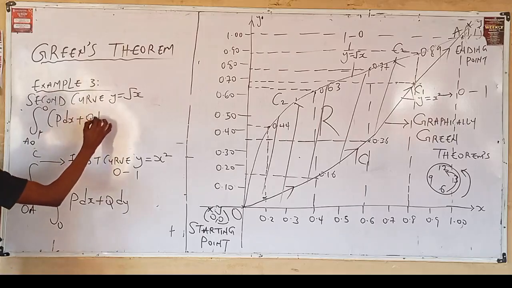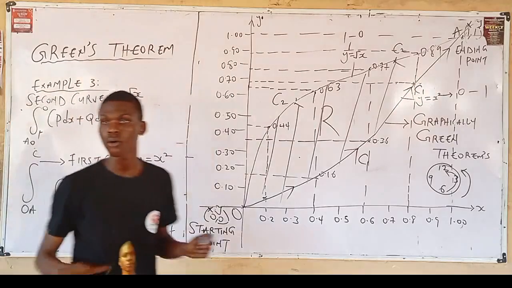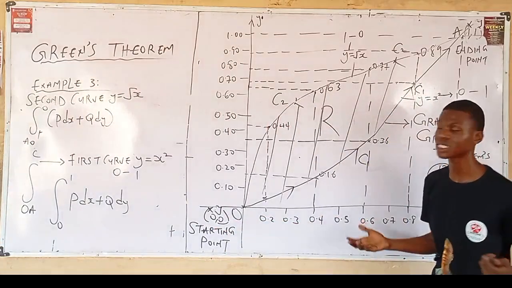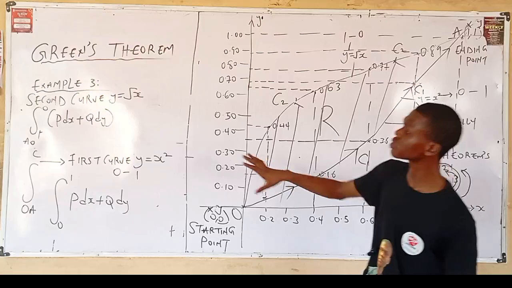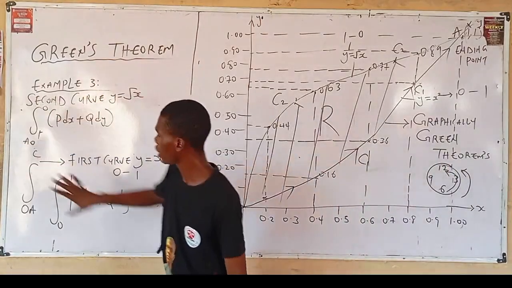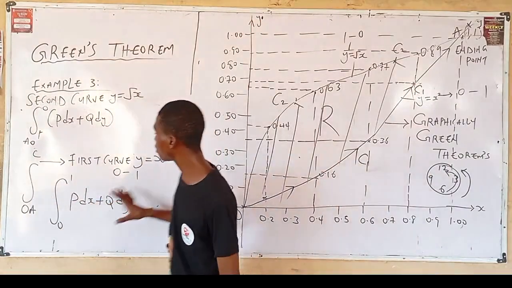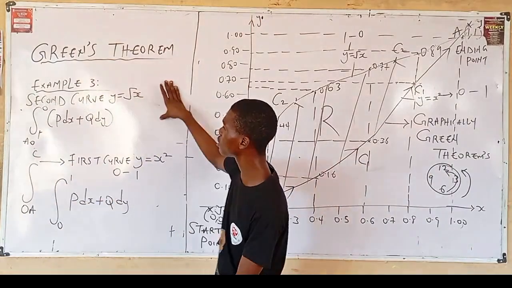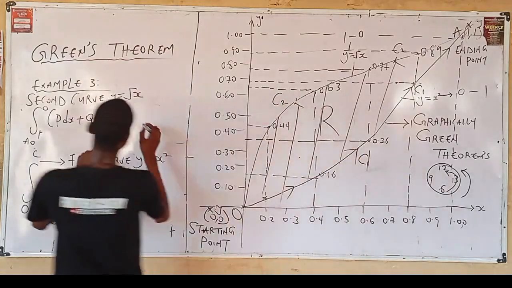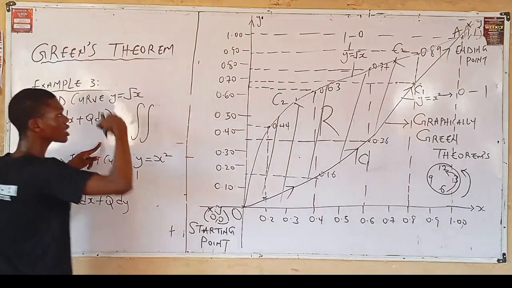Then you have Pdx plus Qdy. So what this means generally is that all we've been doing this morning is actually to know the limit. How do we identify this limit? You are applying line integral. This is your limit for the first curve, and this is your limit for the second curve. You are applying double integral. Your limit for x and y, just like we've seen before.